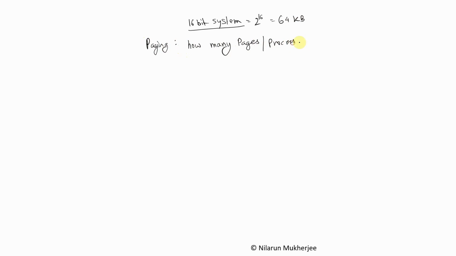Let's understand. We will take an example of a 16-bit system again, because it is easy to visualize. 16-bit system, that is 2 to the power of 16. We have 64 KB memory. In segmentation, the first question was how many segments per process and what is the segment size. Here also we can ask the same question: how many pages per process. That will decide the rest of the setup.